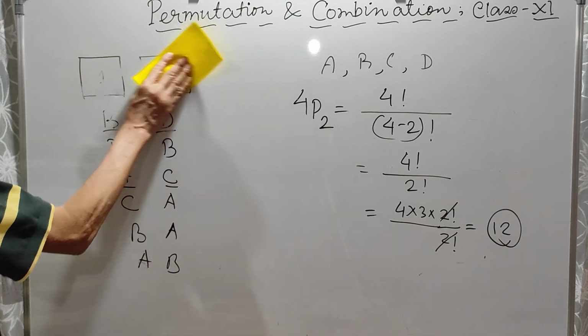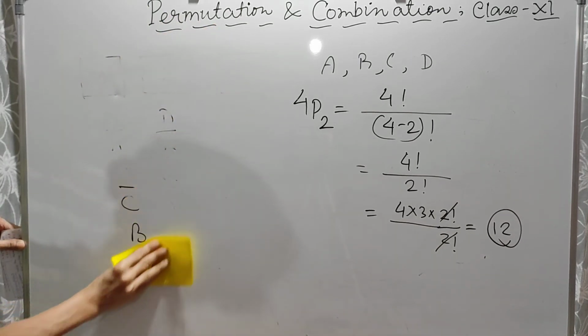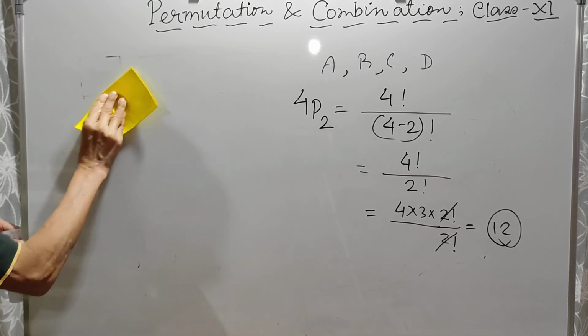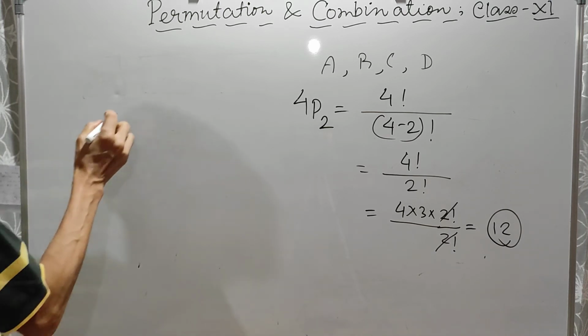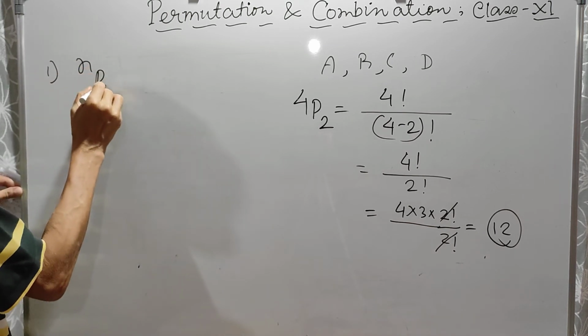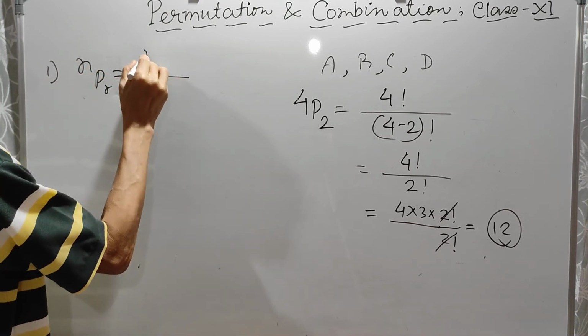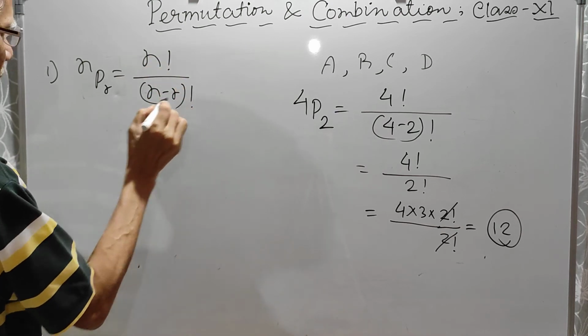Now let me give you some other formulas also, which you have to memorize. So the main formula is that one. nPr equal to what? n factorial by n minus r factorial. This is the main formula.